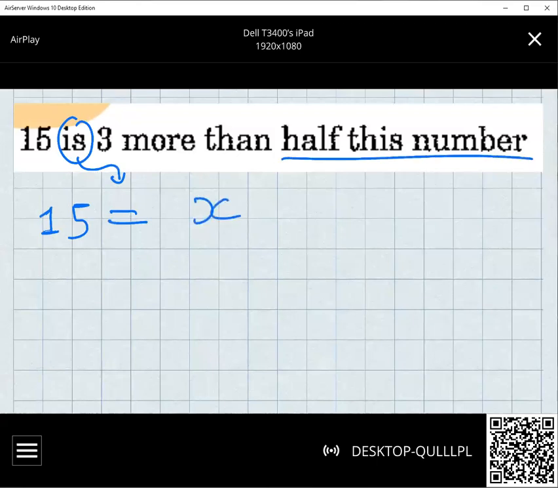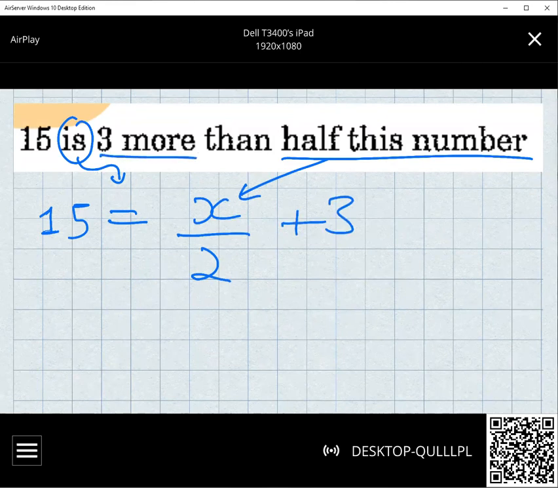So we call the number x, and then we halve it, by 2, and then we make it 3 more. Yeah. So even though the 3 more is written first, it's better for us to write it second. It just makes the equation look a little more nice and easy to manage. Okay? Yeah. So what do we want to work out in this question?